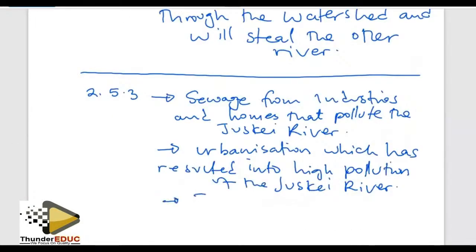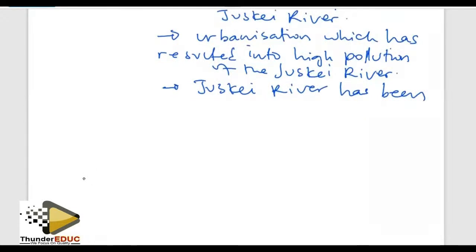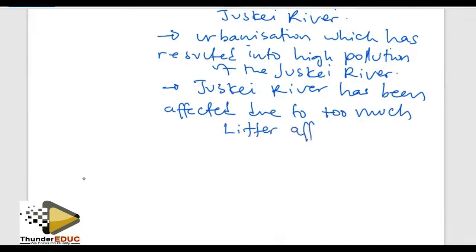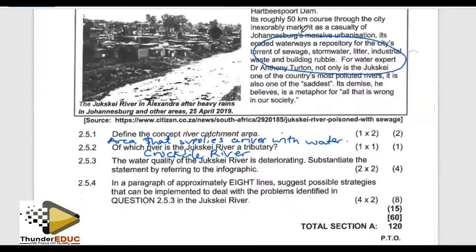Say the Jasky River has been affected due to too much litter, affecting its quality, affecting its water quality. Okay, what else could we talk about here?